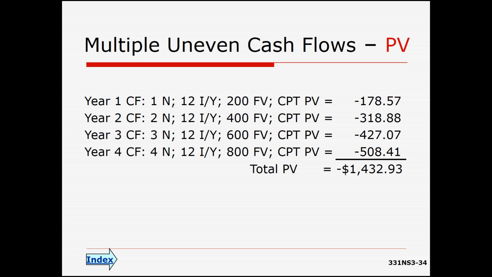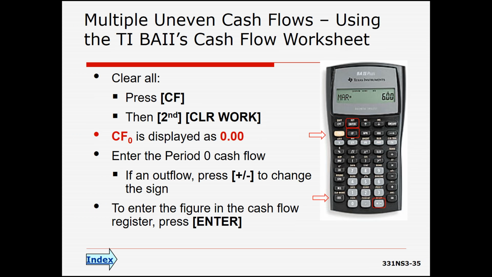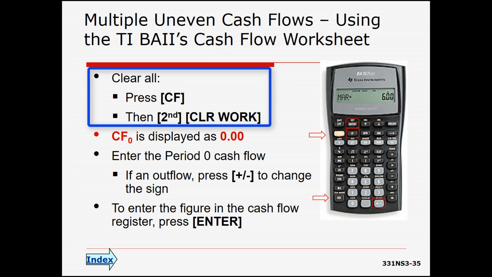This details using the TVM keys to find the present value of each cash flow, then adding them together to find the total present value. Either of those methods are a bit cumbersome. Fortunately, TI Business Analyst 2 has a built-in worksheet to handle cash flow streams, the CF worksheet. To access it, press CF.